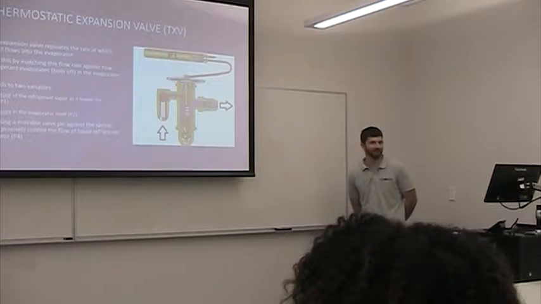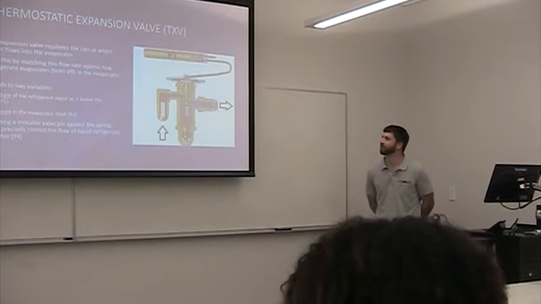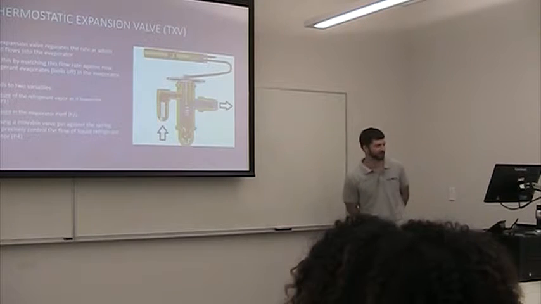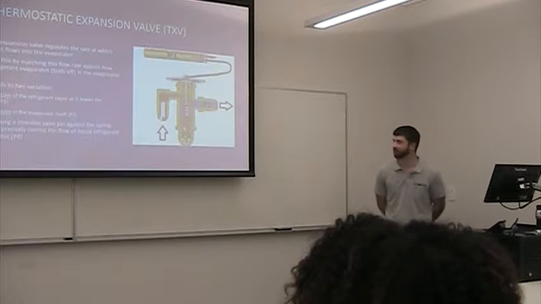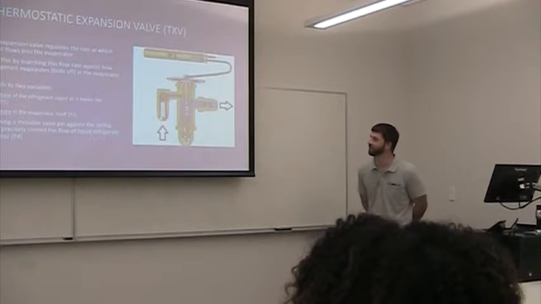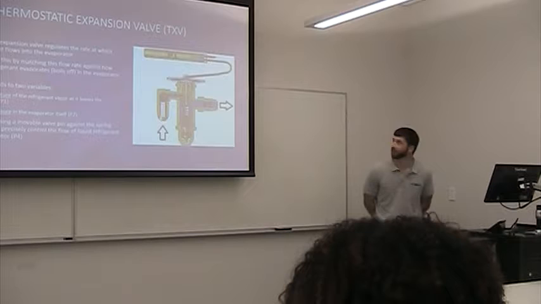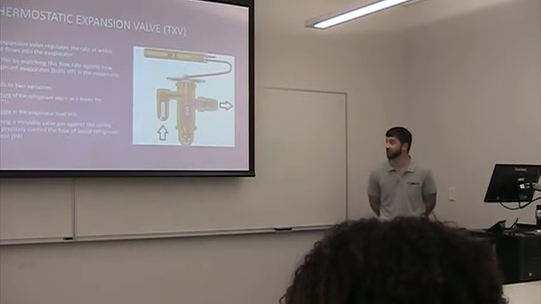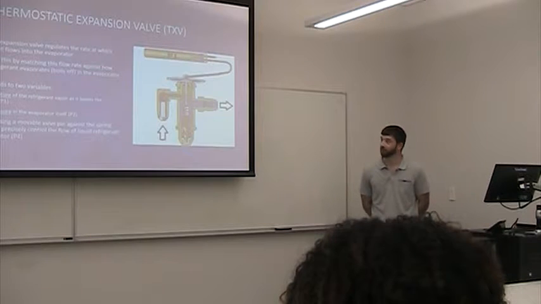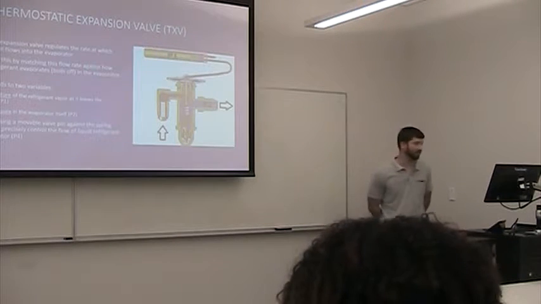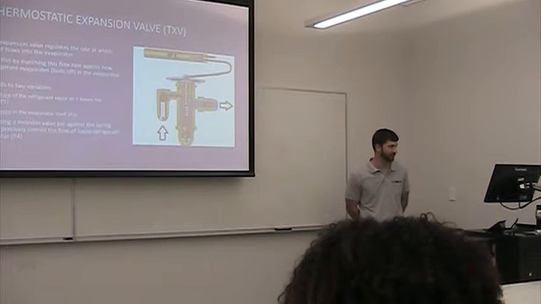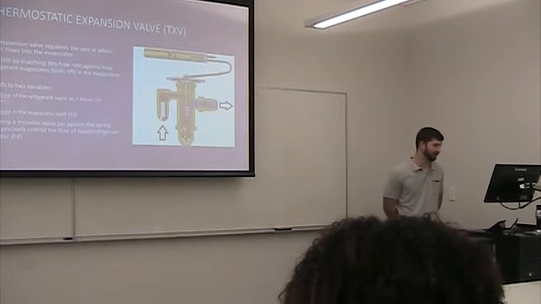So the lab manual said to try to explain what a thermostatic expansion valve was, and I'll be honest, I didn't know this existed until I started researching it. So this is my very crude explanation. But basically, the thermostatic expansion valve serves one purpose and one purpose only, and it's to regulate the rate at which liquid refrigerant flows into the evaporator. And it does this by matching the flow rate against how quickly the refrigerant basically evaporates off the evaporator coils.